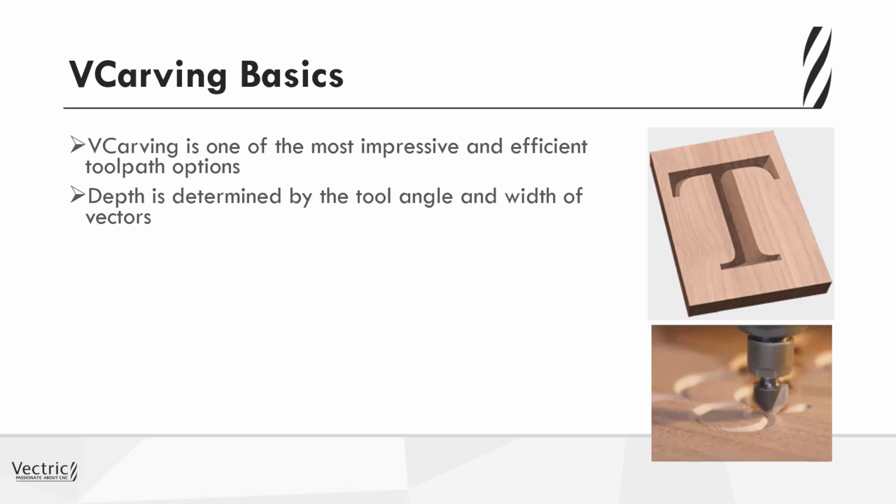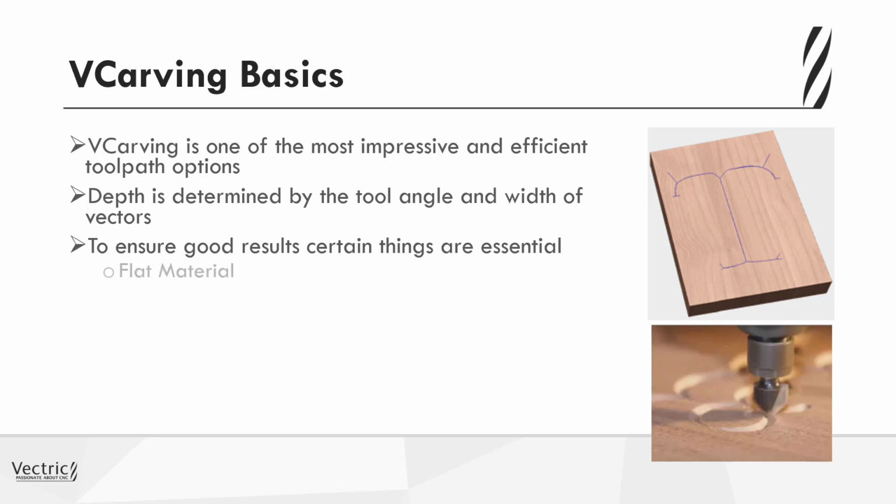So some points that we need to think about that can affect the outcome of our V-carving is to ensure that we have flat material. And adding to this point, we also need to make sure that our machine is level, as we want the tool to go into the material at an equal depth per vector width on all places that we are cutting, so we're not left with a piece that is unevenly cut.